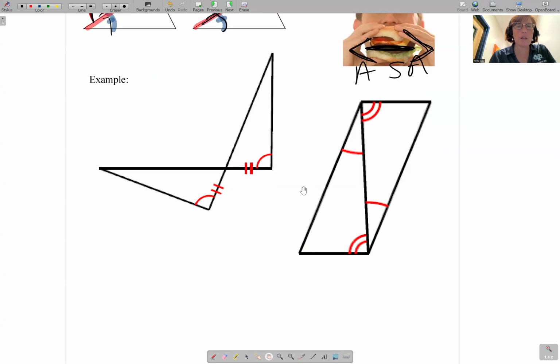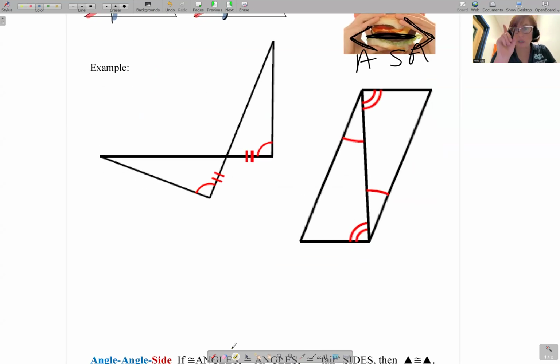This is what it would look like. Watch out for your freebies. I'm going to mark your freebies here. We have a pair of angles. Trace it with me. Pair of sides. And then we have another pair of angles, which are vertical. That is an example of the hamburger, angle, side, angle.